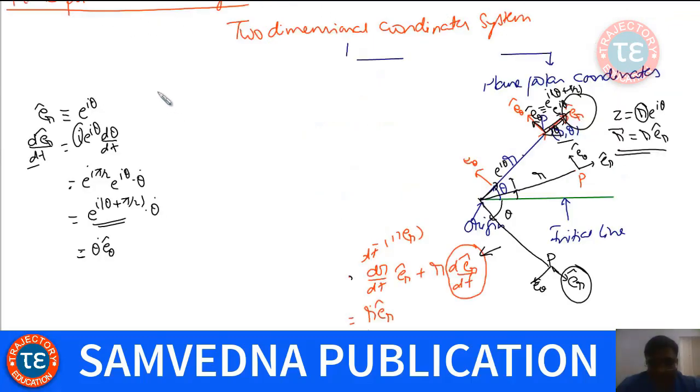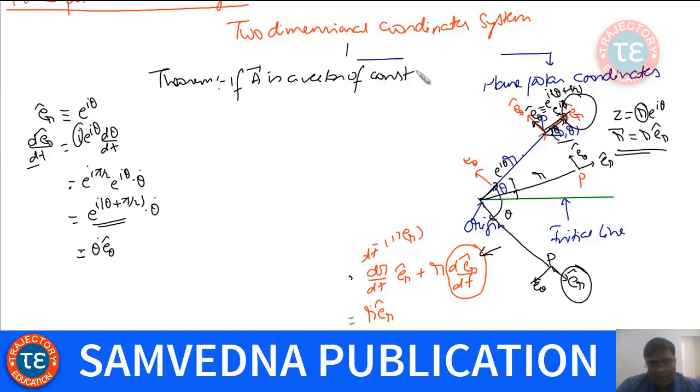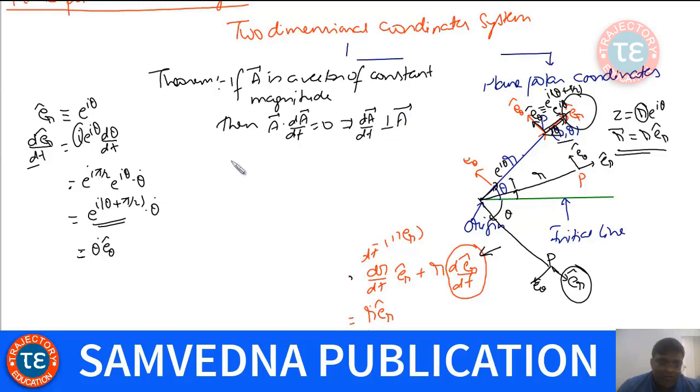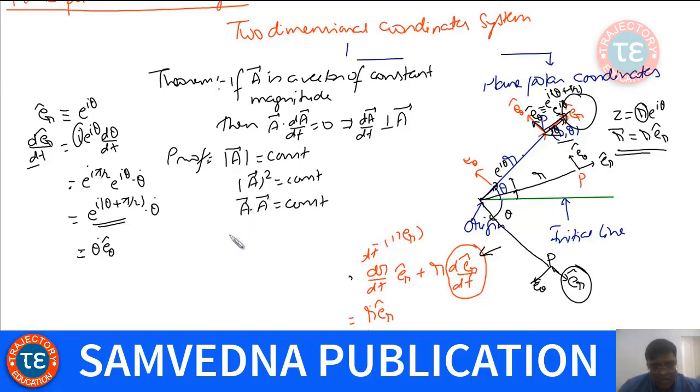Moreover, there is a very important theorem in vector algebra that says: if A is a vector of constant magnitude, then A dot dA by dt is 0, which implies dA by dt is perpendicular to A. We can prove it very easily. If the magnitude of A is constant, that means the square of the magnitude is constant, and the square of the magnitude is given by A dot A.